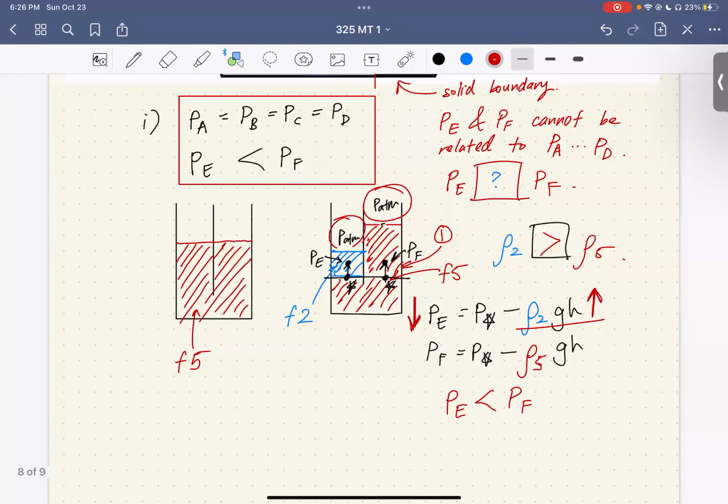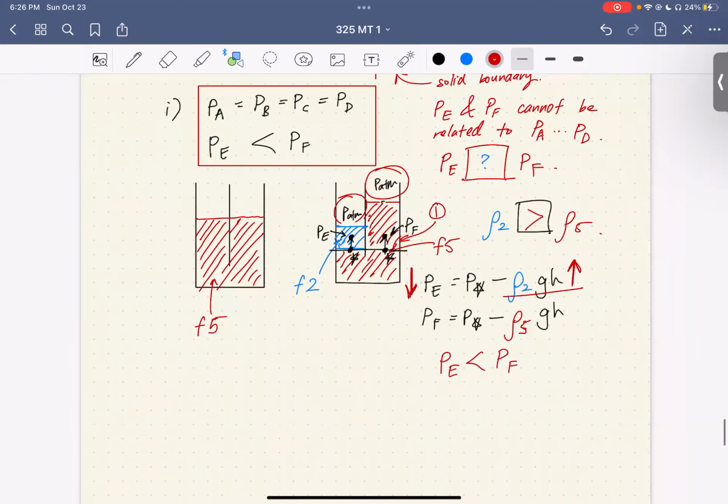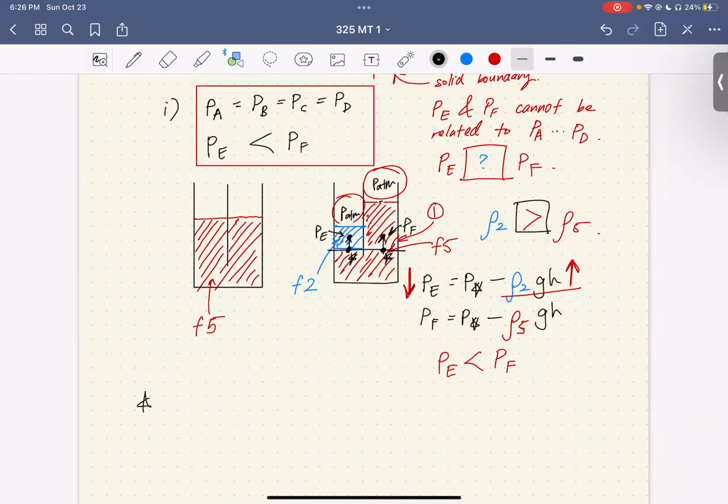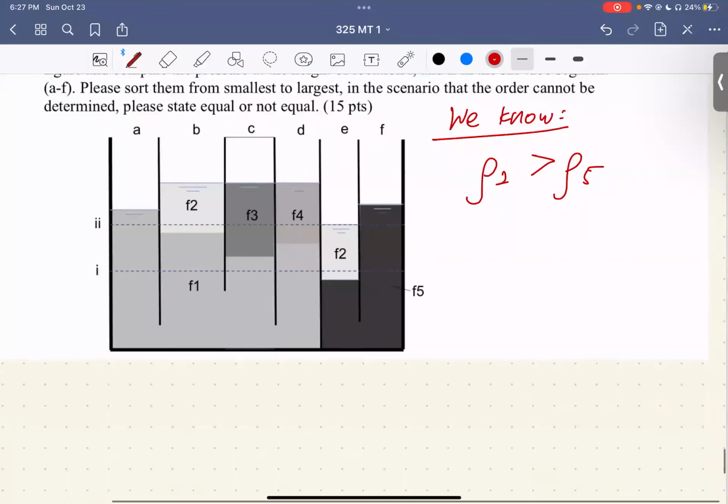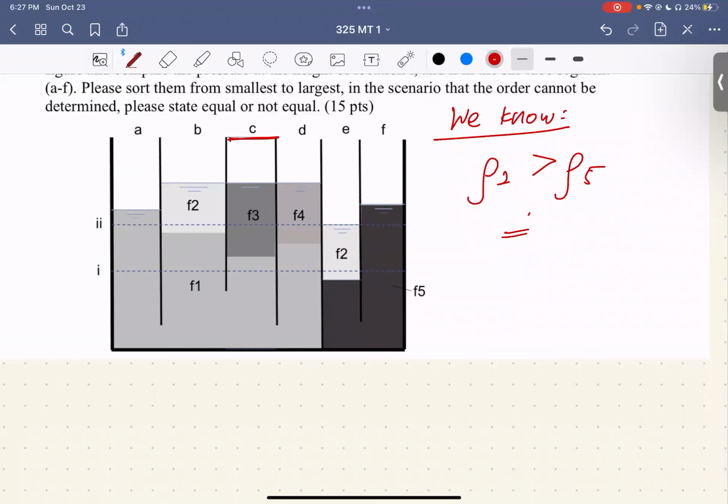Another thing to keep in mind is we know already that rho 2 is greater than rho 5. This will come in handy, so let's keep this in mind. Now let's take a look at height number 2. I'll just rewrite it right here. We know rho 2 is greater than rho 5. We also know that because of this solid boundary right here, we can't relate rho 3 to anything, right? So let's keep going.